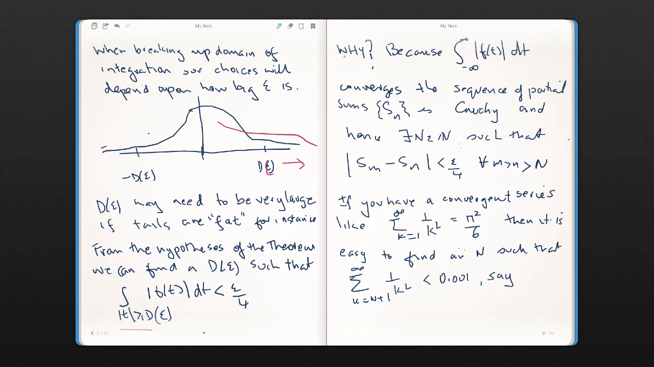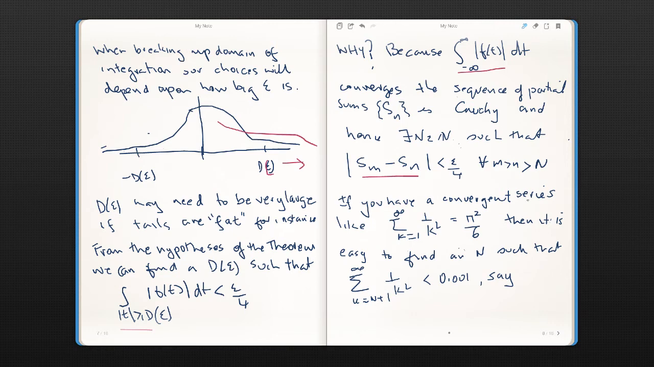Why can we do that? Well, we know this converges. So the sequence of partial sums is a Cauchy sequence, and hence we can find a big N such that the difference between those partial sums is less than epsilon on 4 for all m and n greater than this N. That's what convergence implies, Cauchy, and that's where that comes from.